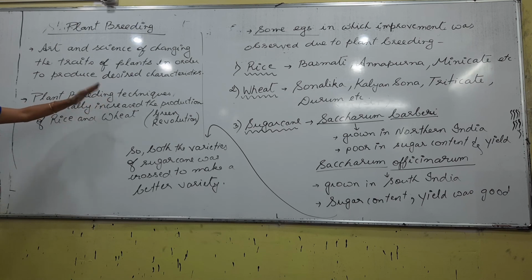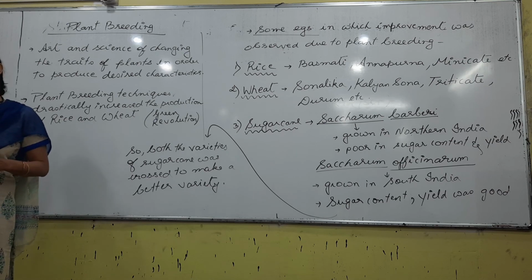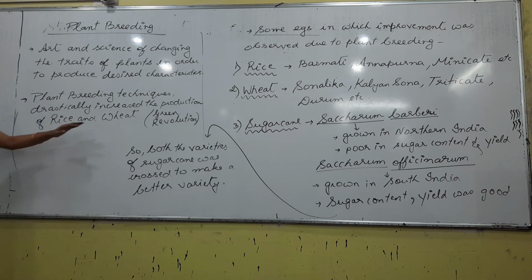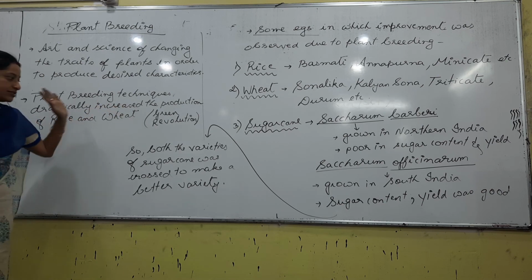Using plant breeding techniques, there was a lot of enhancement in two specific crops, and which two crops are we talking about? Rice and wheat. Actually the proper way of writing is wheat and rice. Rice and wheat, exactly, it has the same meaning. So that is what is called the green revolution.